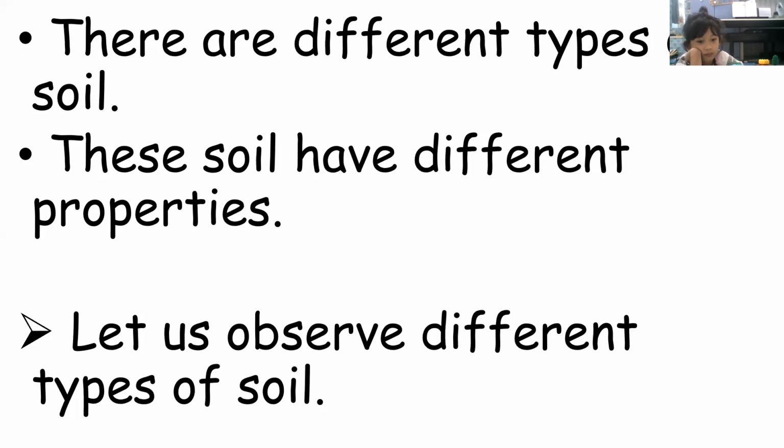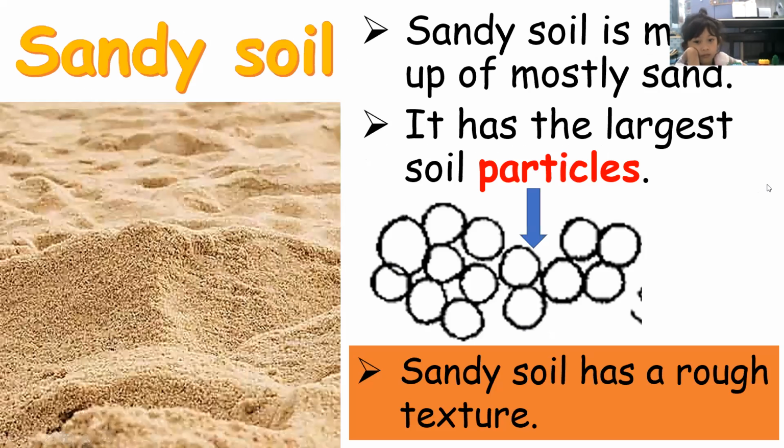Like for example, what are the properties of metal? Metal is hard and strong. That is called properties. What are the properties of sandy soil? What are the properties of clayey soil? What are the properties of loamy soil? Now let us observe different types of soil.